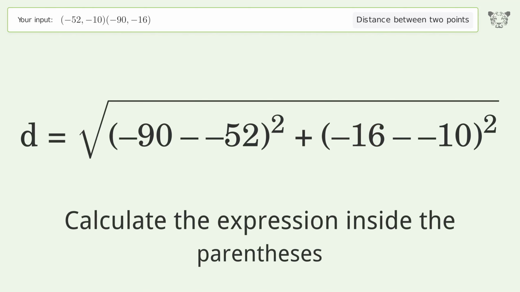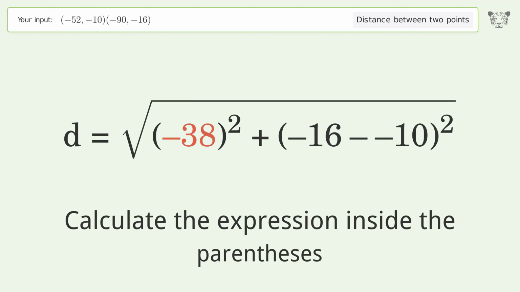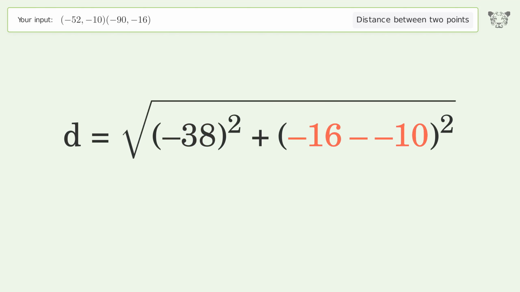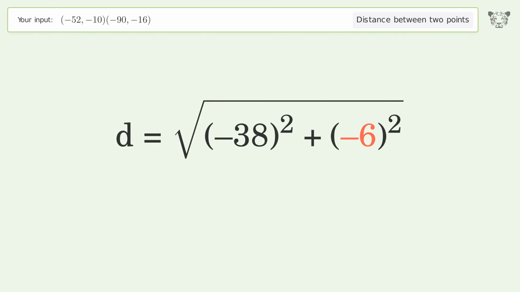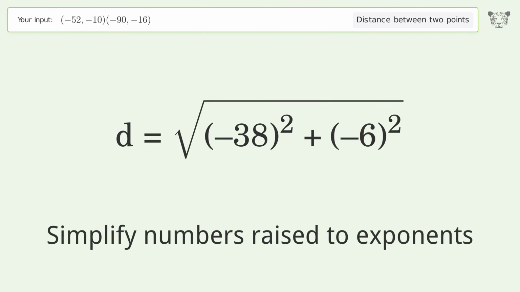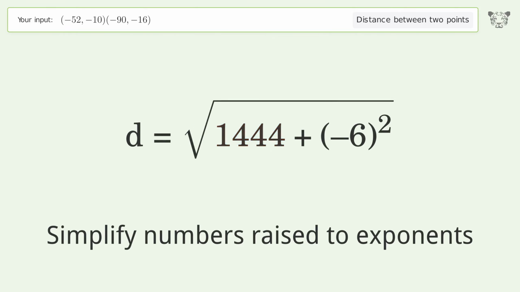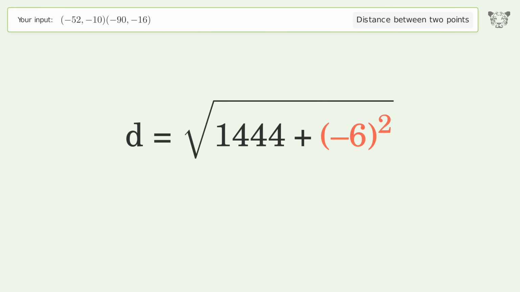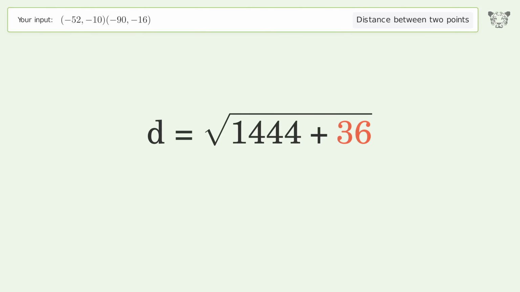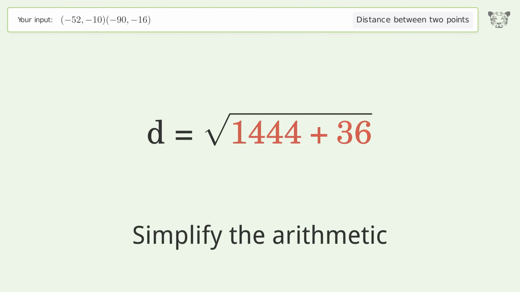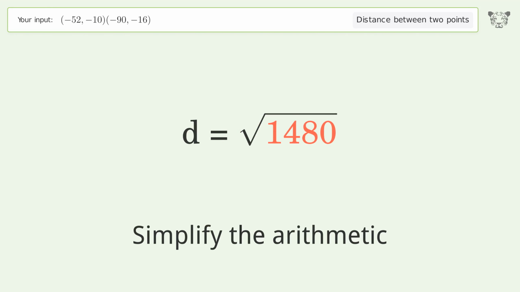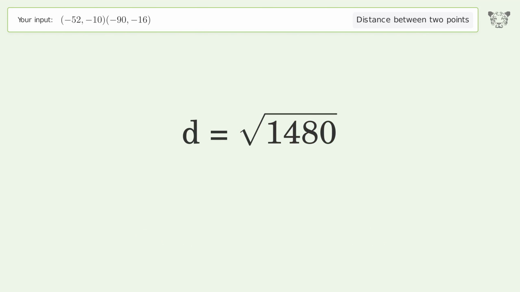Calculate the expression inside the parentheses. Simplify numbers raised to exponents. Simplify the arithmetic. And so the distance between the 2 points is the square root of 1,480, or 38.471.